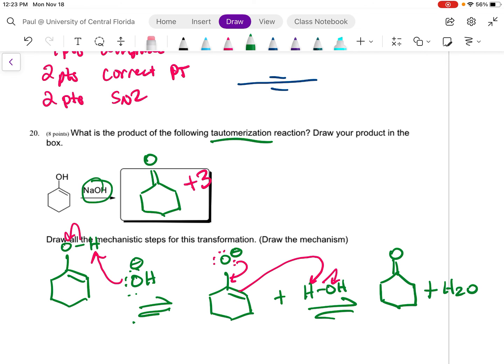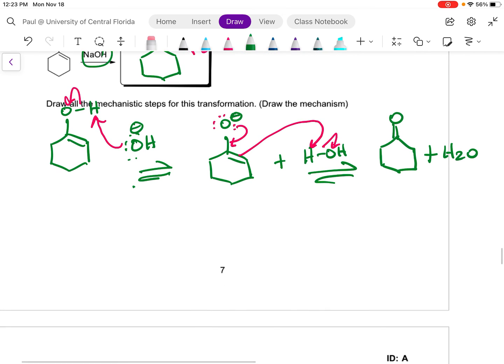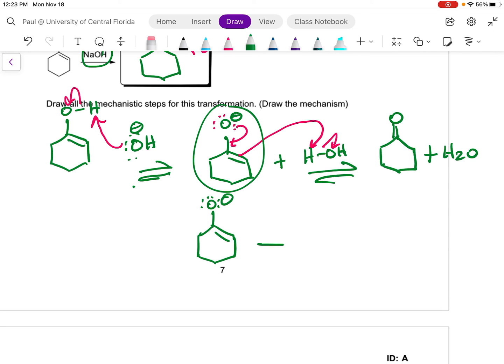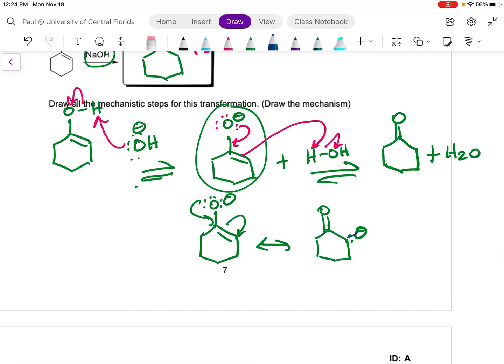Okay. Now, if you did something like, starting here, if you drew a resonance structure, like this, where you bring those down like this, and then use that to go in and grab the water, that would have been just fine as well. Okay. So as we're grading this mechanism part, it is +5 points.